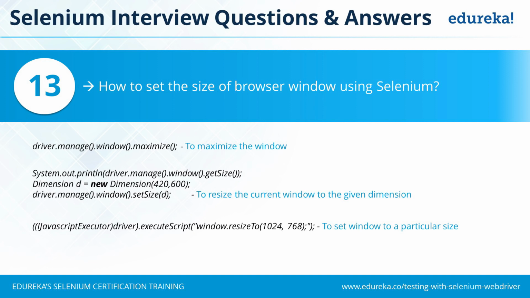Okay. I can also use JavaScript executor to do the same. So I say JavaScript executor driver dot execute script window dot resize. Within JavaScript, there's a very simple function to resize your window, and that's window dot resizeTo, and I just pass on the dimensions. That is, I want it to be 1024 into 768. So this is a horizontal window wherein the x coordinate is greater than the y coordinate.